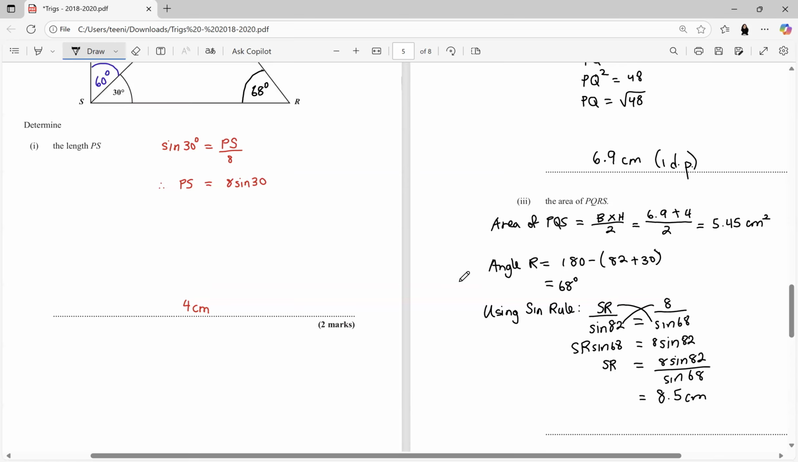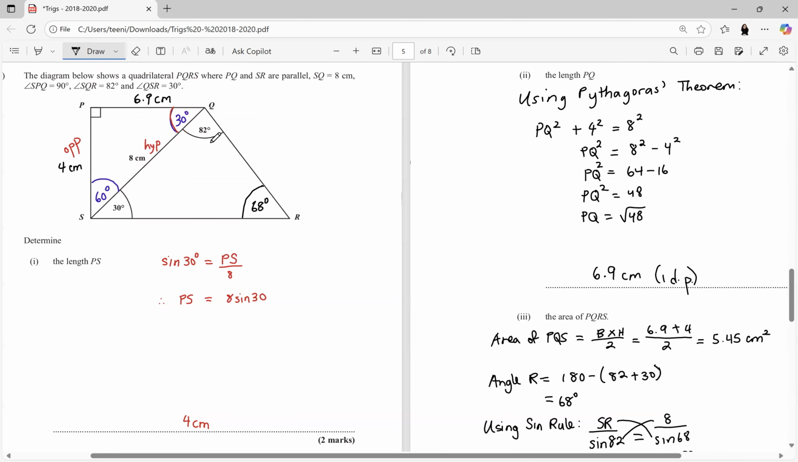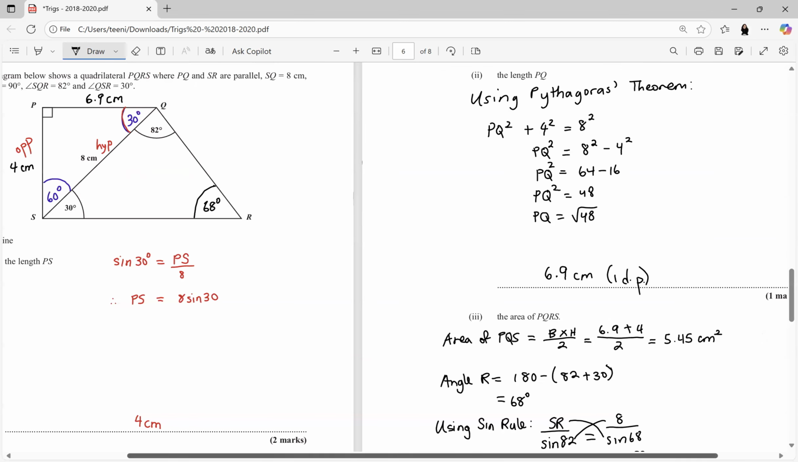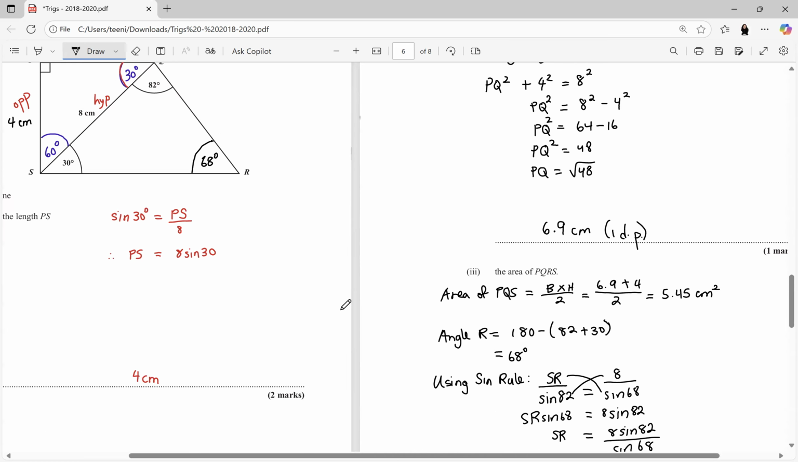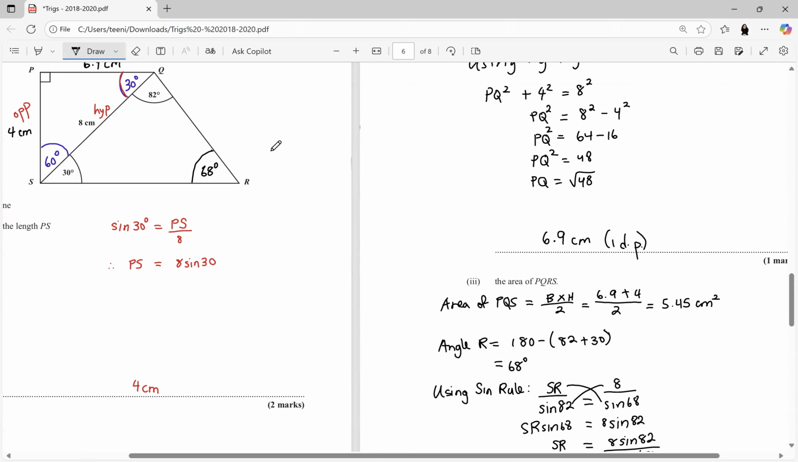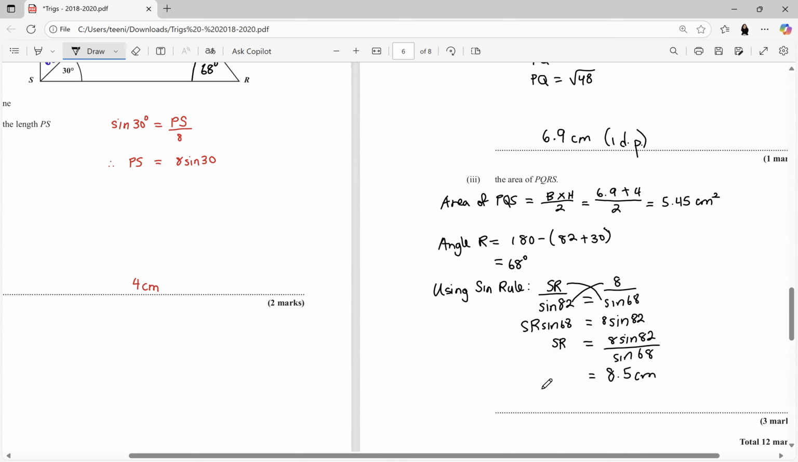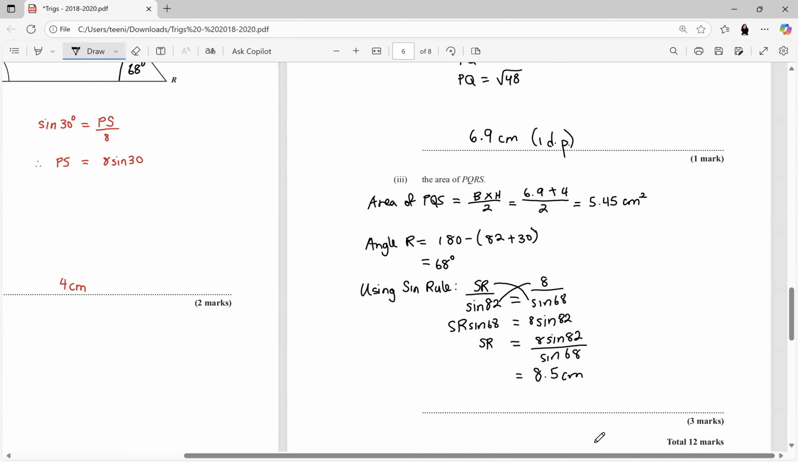Right? So now I have the base and I have the height. I could do two things here. I can either use the formula to find the area of a non-right angle triangle, which is half of the product of the two known sides multiplied by sine of the included angle. So I can either do half multiplied by 8 times 8.5 times sine of 30, or I can just do base times height divided by 2.